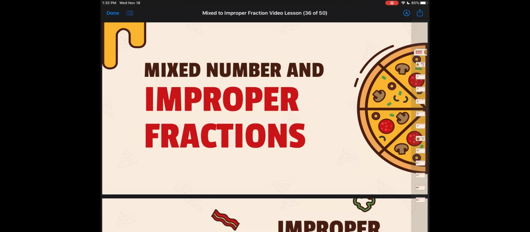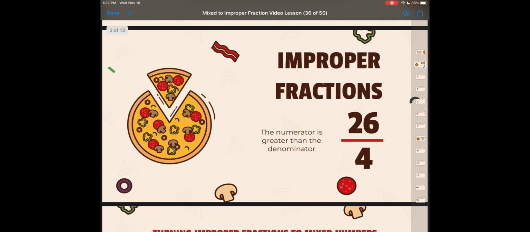So today we are going to be dealing with mixed numbers and improper fractions and learning how to convert between the two and what those kinds of fractions look like. So let's go ahead and get started.